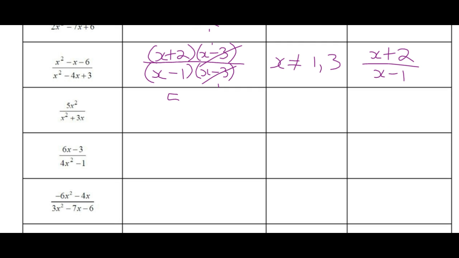Okay, 5x squared. There's nothing to factor there, right? How do we factor x squared plus 3x? What's the common factor? X. What's left? Step 1, factor numerator and denominator. Step 2, from the factored form, state the restrictions. What can't x be? 0 or negative 3.